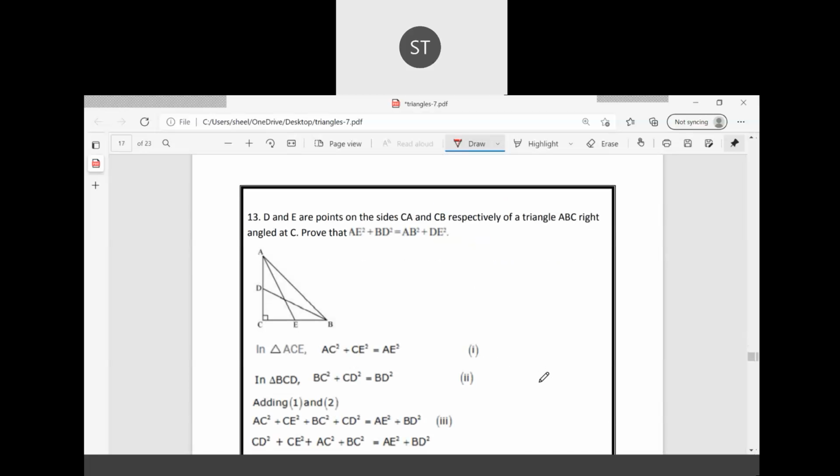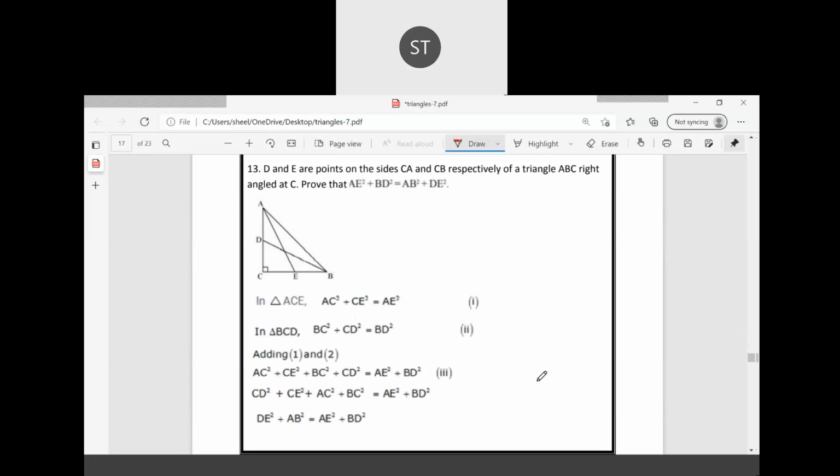This is one of the important questions. D and E are the points on the sides CA and CB respectively of a triangle ABC, right angled at C. Prove that AE square plus BD square equal to AB square plus DE square only. So what we are doing first is applying the Pythagoras theorem. AE square plus BD square.